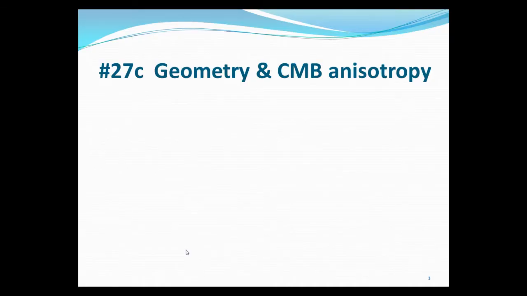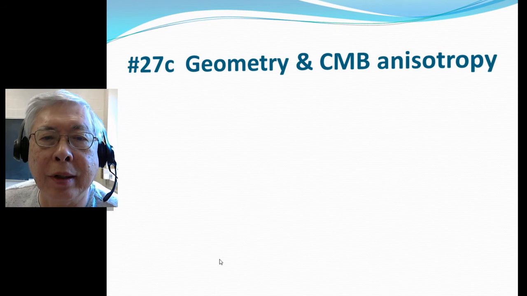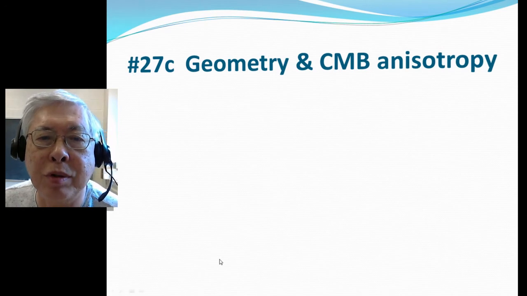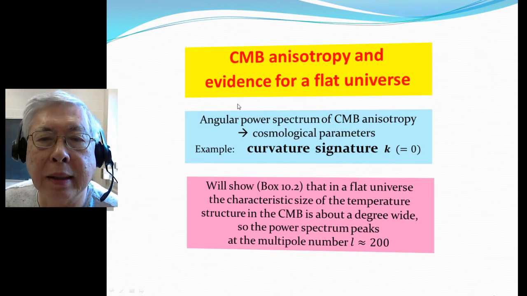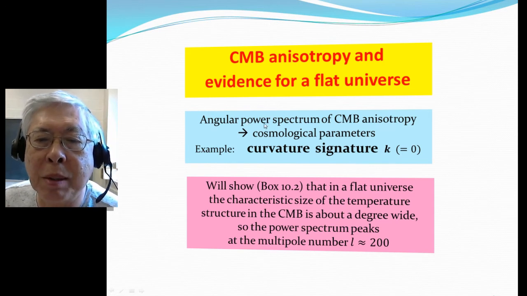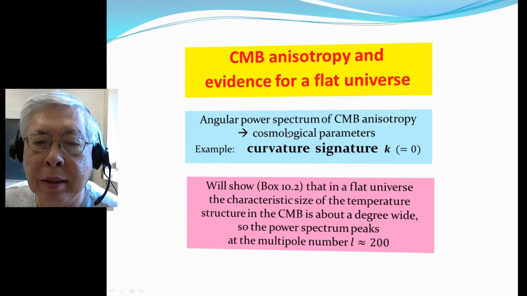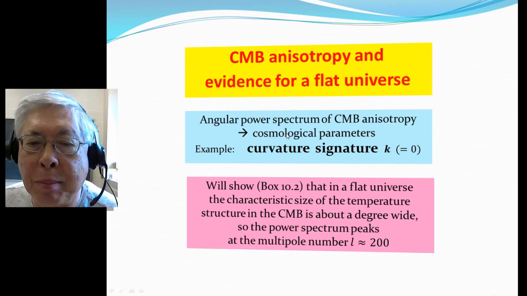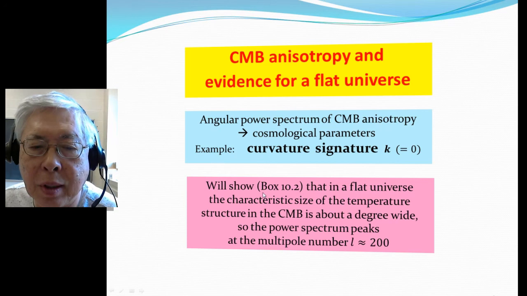This is the last part of lecture 27. We're going to discuss how CMB anisotropy can give information about the spatial geometry of the universe, and in particular, the evidence for a flat universe. Remember, we said the angular power spectrum of CMB anisotropy can fix the cosmological parameters, and for example, the curvature signature K we see to be equal to 0.